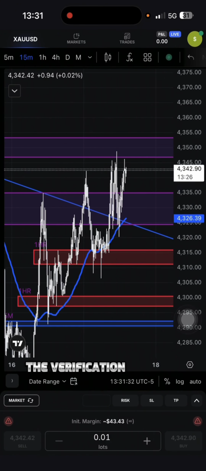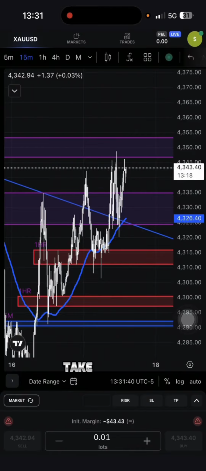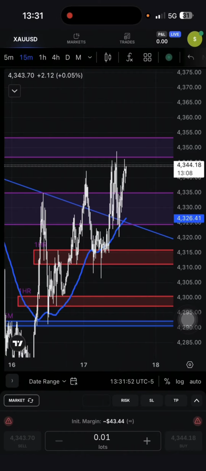We get the verification account next week. Well, we get the verification account this week, but I probably won't be trading this week. If I do take a trade on the verification account this week, I'll post the trade and the breakdown. So yeah.